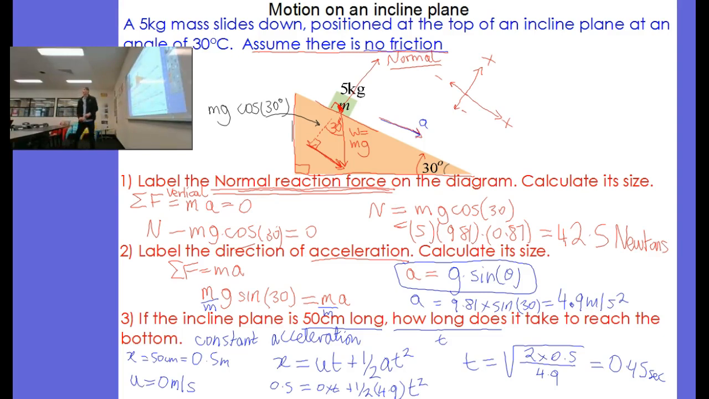Everyone see how it connects from starting with knowing forces acting on a mass, use Newton's second law to determine the acceleration, and once you know the acceleration you can examine its motion and look at displacement, look at velocities using our set of formulas we have. Very, very good.